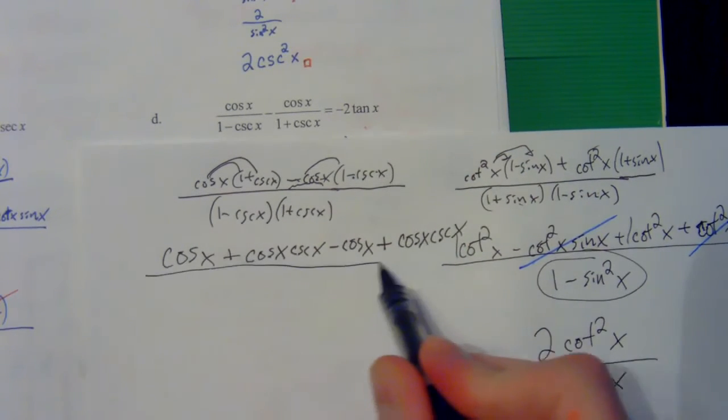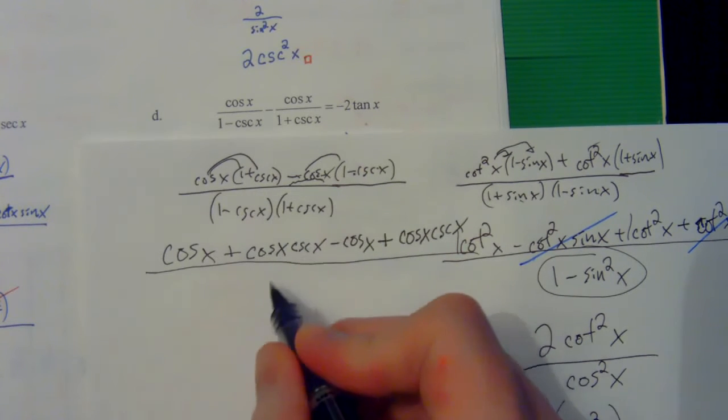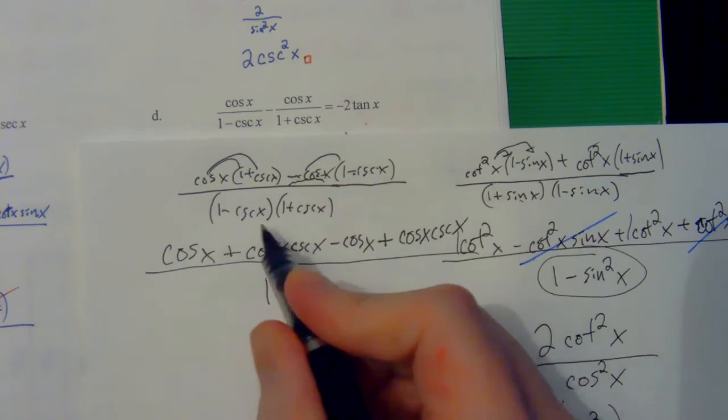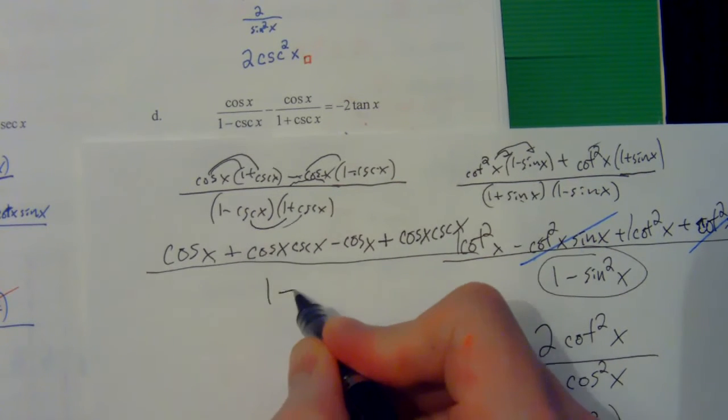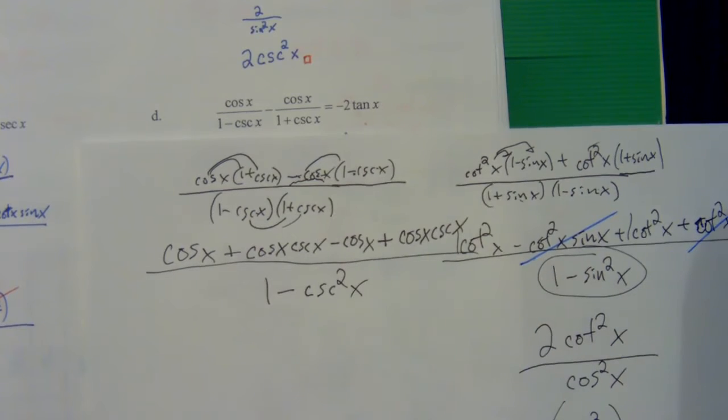So there's our numerator. Now on the bottom, you got a plus and a minus. You're going to need to multiply that out. So you're going to get a 1. You're going to get a positive cosecant, negative cosecant that cancel. And then negative times a positive is a negative. Cosecant times cosecant is a cosecant squared.